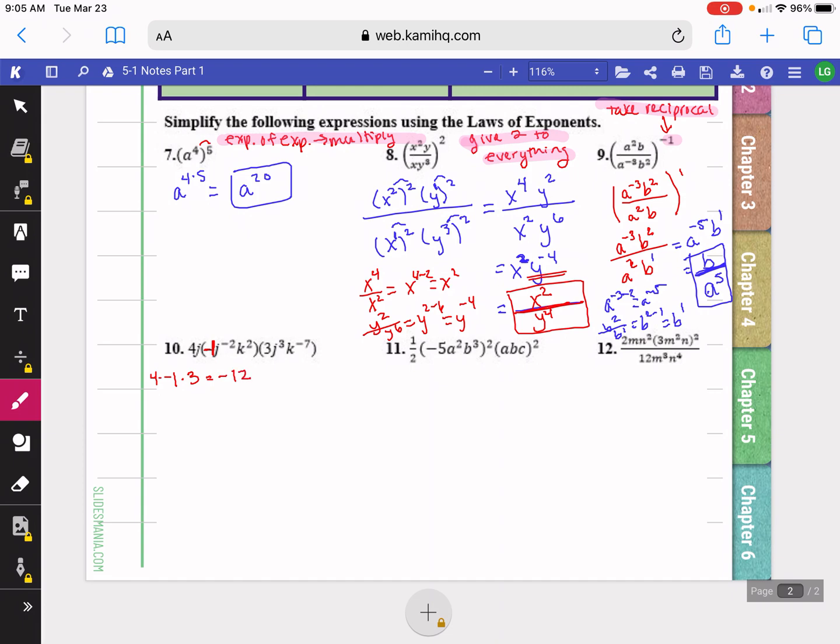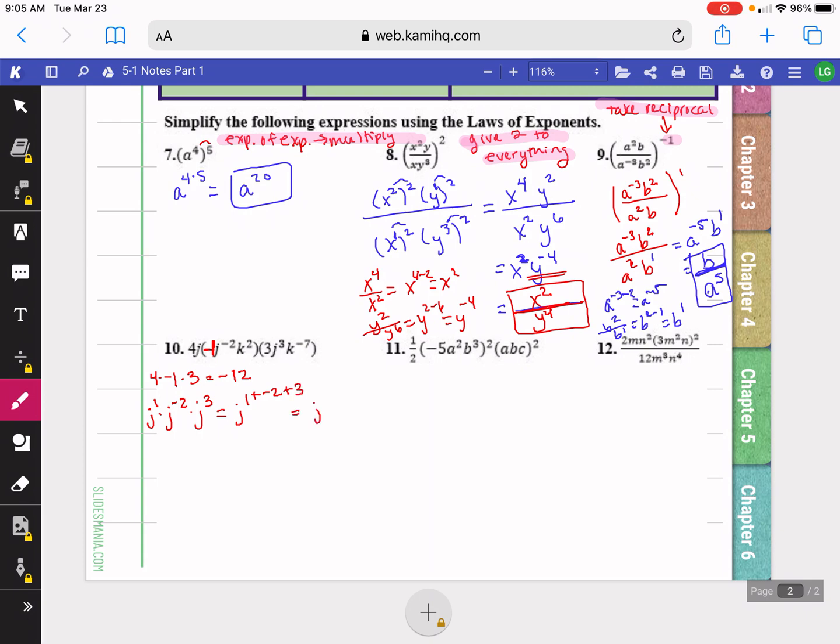Now I'm going to do my j's. So I have j times j to the negative 2 times j cubed. Here I put an imaginary 1. And when you multiply, you add exponents.